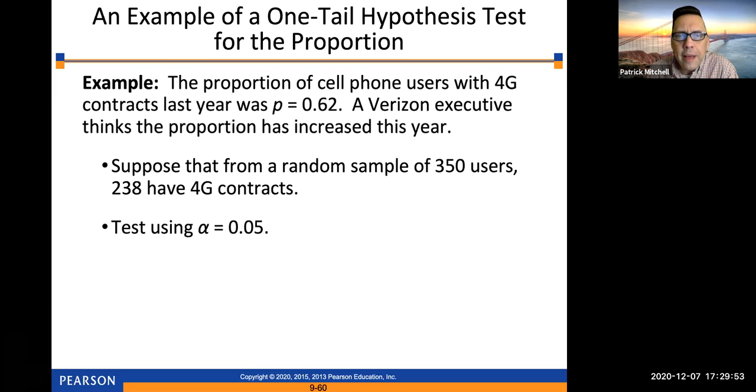All right, so for example, the proportion of cell phone users with 4G contracts last year was p equals 0.62. A Verizon executive thinks the proportion has increased this year. Suppose that from a random sample of 350 users, 238 have 4G contracts. So we'll test the executive's claim using alpha equals 0.05.